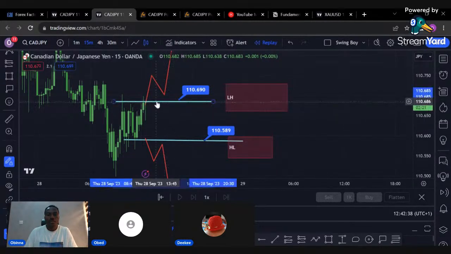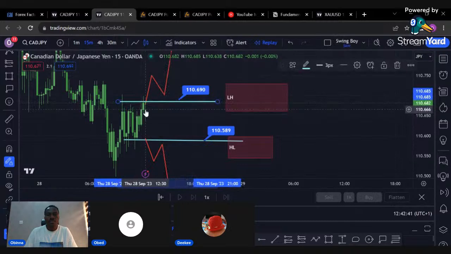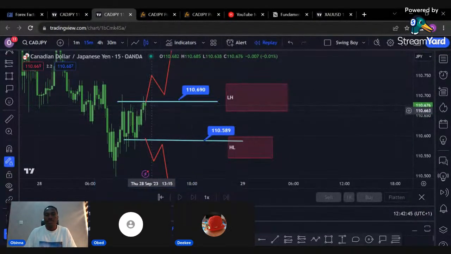Okay, before we see gold, look at this. It wants to go up. Let's see how it closes first. Let's see how it closes. As long as it doesn't break this place, it isn't doing anything.